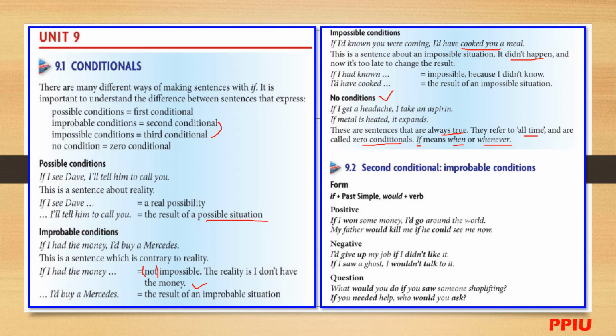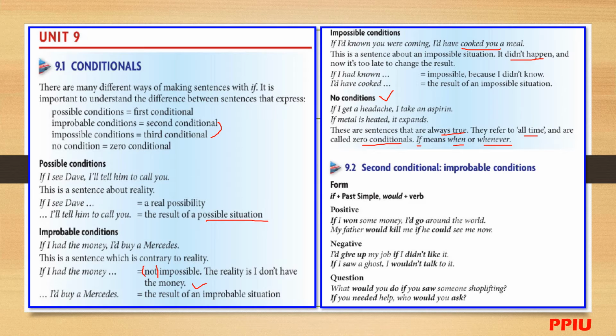Okay, so that's it about the introduction of the zero conditional in here. And then let's just move to 9.2, part number 2 of the second conditional, which talks in detail about the improbable condition.